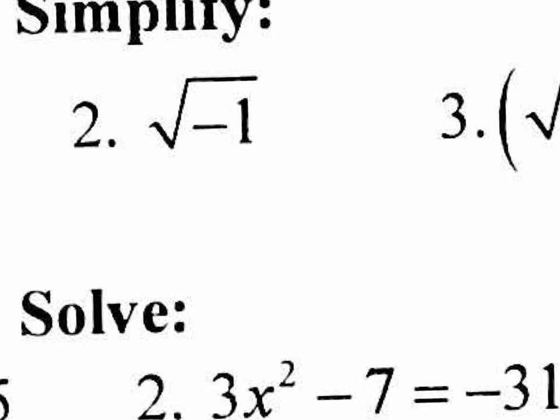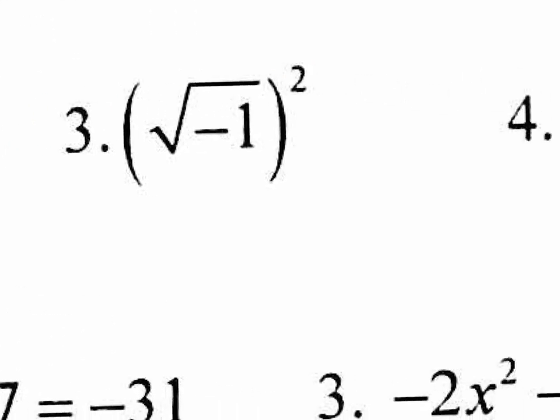How about that? We just said that the square root of negative 1 is what? i. Perfect. How about here? What's that going to be? Negative 1. That's going to be negative 1 because the square root and the square eliminate themselves and negative 1 is left over.